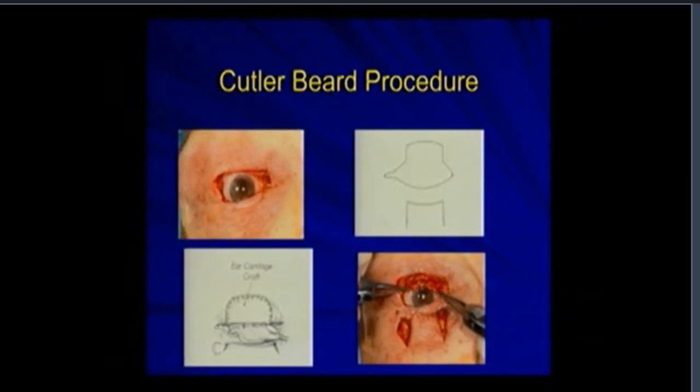If the upper lid is missing, you can use a Cutler-Beard procedure where you borrow tissue from the lower lid and reconstruct the upper lid. In the Cutler-Beard flap, we get a posterior lamella as a graft, and you get the anterior lamella as a flap from the lower lid. It's the opposite of the Hughes flap. In the Hughes flap, you get the posterior lamella as a flap from the upper lid, and you get the anterior lamella as a flap or as a skin graft.